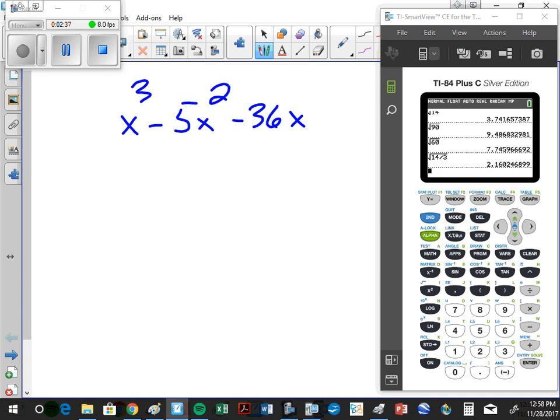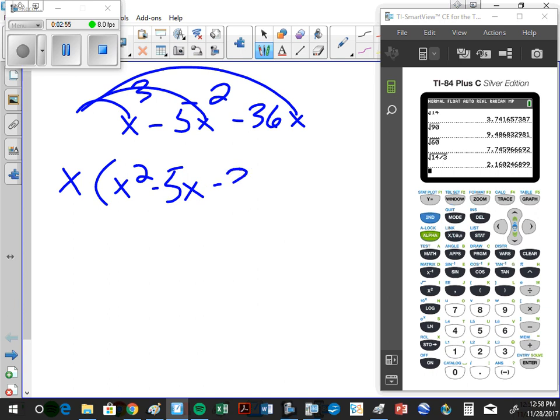What do I do? Well, I look, and every term has an x. I will pull an x out of every term. And if I take an x out of here, I'm left with x squared. If I take an x out of there, I'm left with negative 5x. And if I take an x out of there, that's what I get. Everybody understand that? Now I can use the box because I have an x squared.